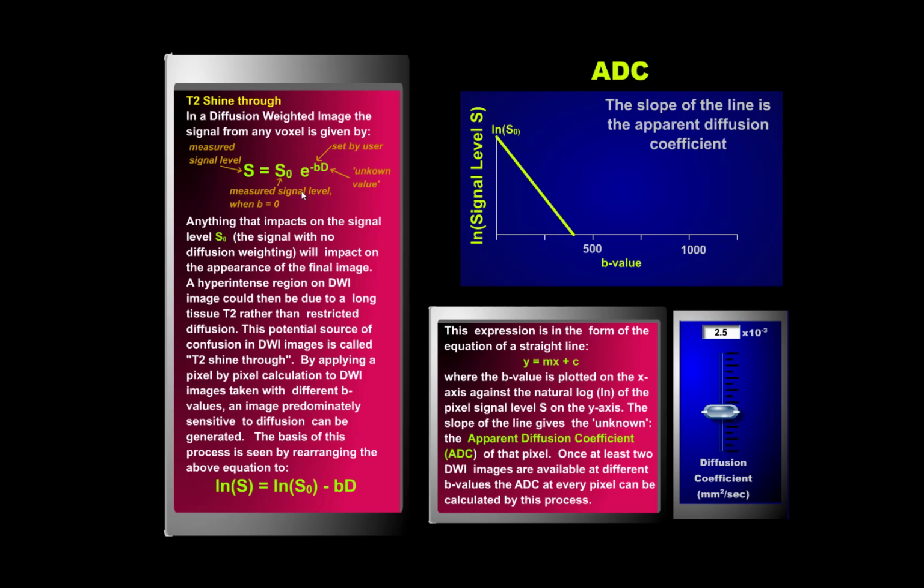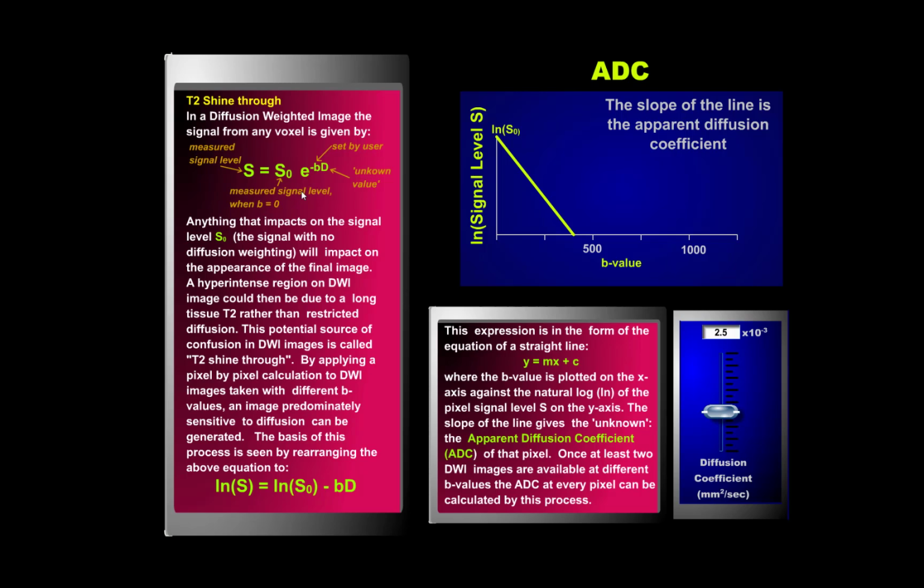Okay. Now, you will remember that that signal level depended on three things. It depended on D, the diffusion coefficient. That's the thing we're really interested in, the unknown value. It depends on B, the B value that you've set which determines how sensitive the sequence is to diffusion, and it depends on S0, which is the signal you'll get from the voxel in the absence of any sensitivity to diffusion. Okay, and it's that S0 which is causing us the problem, because that S0 isn't dependent on diffusion, it's just whatever the signal you would normally get.